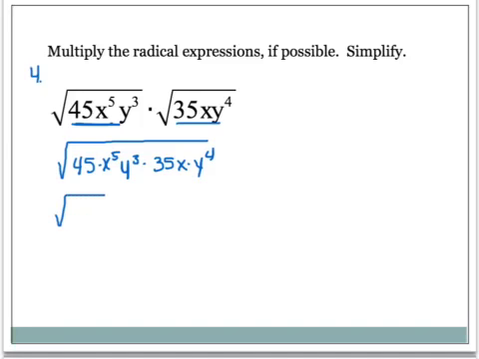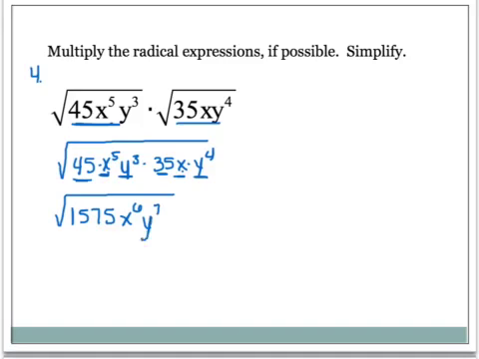And now I go ahead and I can multiply like terms. Well, 45 times 35 is 1,575. X to the fifth times x, because I'm multiplying same bases, I want to add their exponents, so I get x to the sixth. And then I have y cubed times y to the fourth. Well, 3 plus 4 is 7.